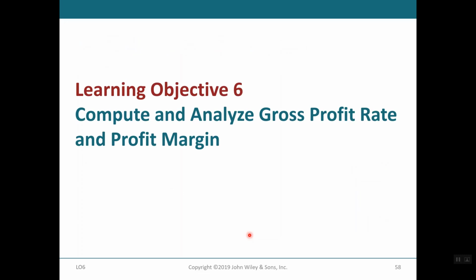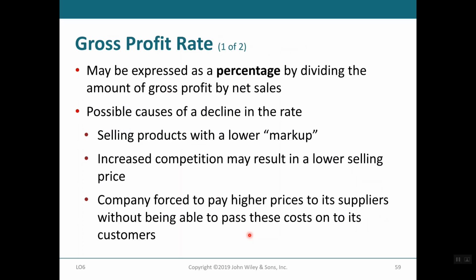All right, we're going to our last objective, which is learning objective 6, computing and analyzing gross profit rate and profit margin. These are analyses that are so important in a business, okay? It may be expressed as a percentage by dividing the amount of gross profit by the net sales. Possible causes of decline in rate: it helps you to know why you are declining.